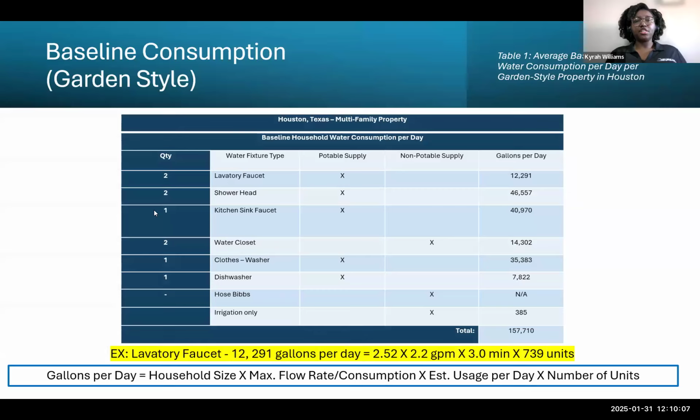So taking that information and what I've gathered, I had to come up with a baseline consumption for each household size within the garden style, the mid-rise, and the high-rise properties.